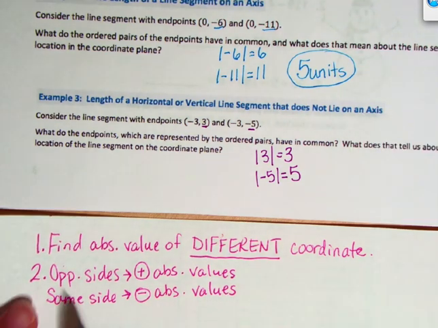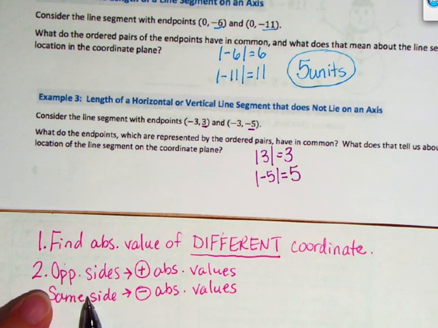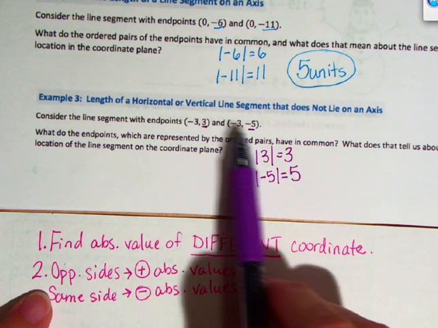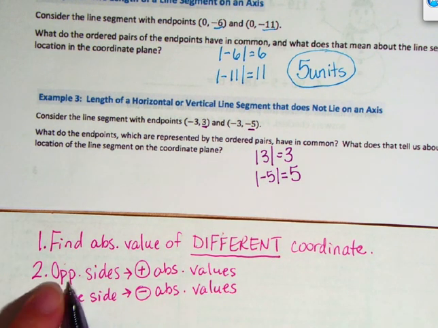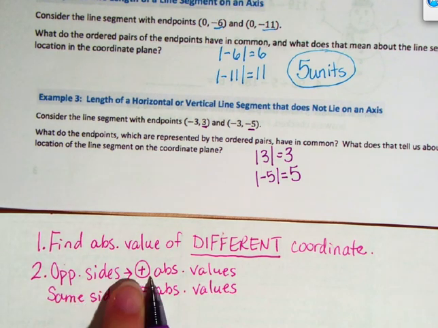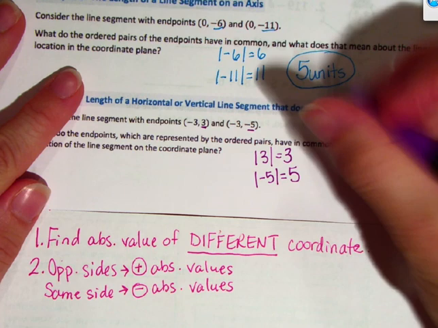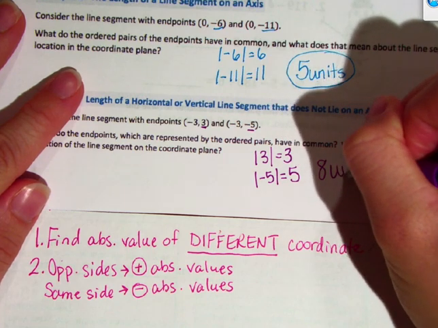Now, step 2, are they on opposite sides or the same sides? Let's see. Positive, negative. They're on opposite sides. So using my key here, I'm going to choose this one. They were on opposite sides, so we're going to add their absolute values. So 5 and 3 makes 8 units.